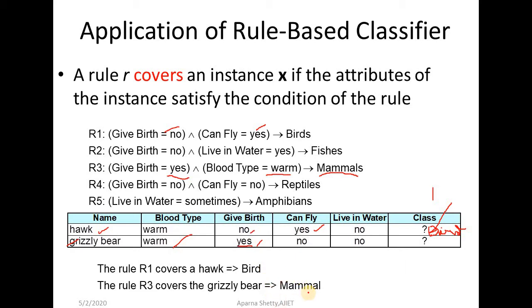Okay, this is the application of rule based classifier. They have given a set of rules. Okay, and next they have given the records which you have to classify. Okay, for these records given test data, you have to classify these records using the rule set.